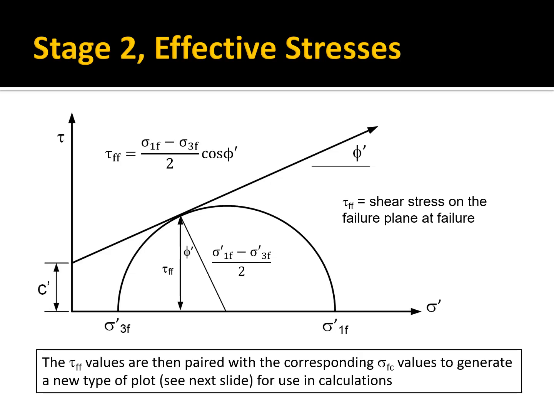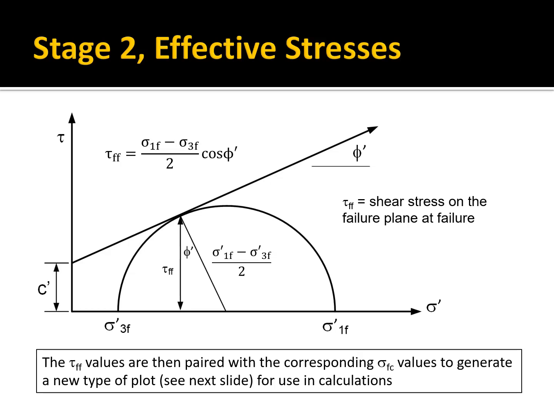So if you look at the failure plane, the Mohr circle at failure, and we look at it in terms of effective stresses, this is the sigma 1 and sigma 3 at failure, so the major and minor principal stress at failure. It's tangent to the failure envelope. Tau FF, this is the shear stress on the failure plane at failure. And using sigma 1 and sigma 3, we can use this equation up here to calculate tau FF, the sigma prime on the failure plane at failure.